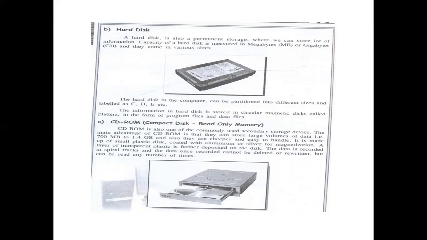Then CD-ROM, that is compact disk read-only memory, which is commonly used as a secondary storage device. The main advantage of a CD is that it can store a large volume of data, in the range of 700 MB to 1.4 GB. It is made up of a small plastic disc coated with aluminum or silver for magnetization.